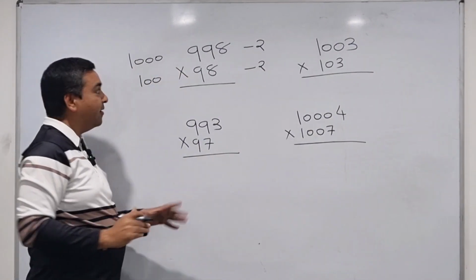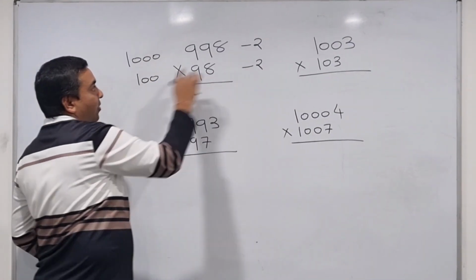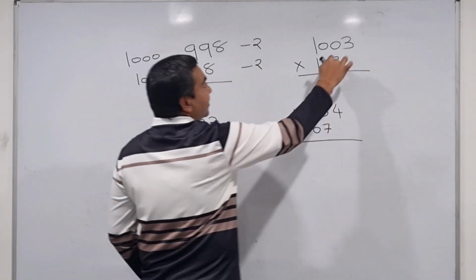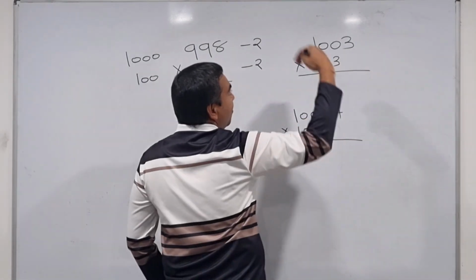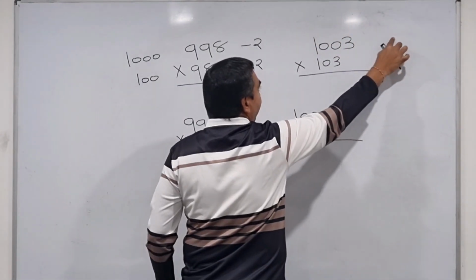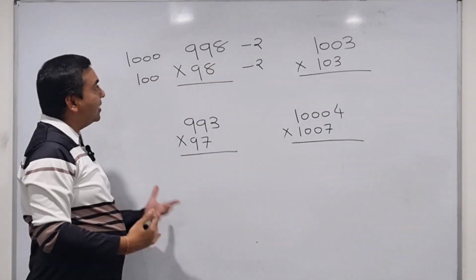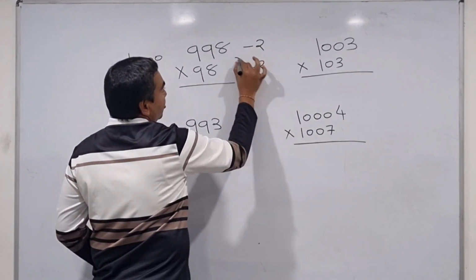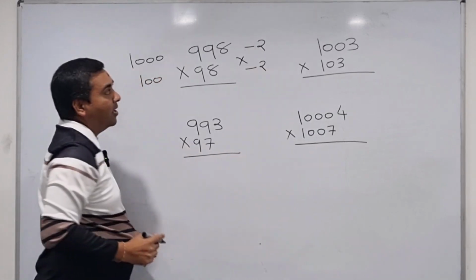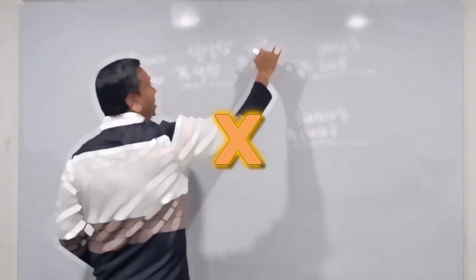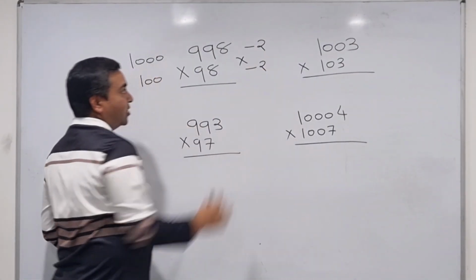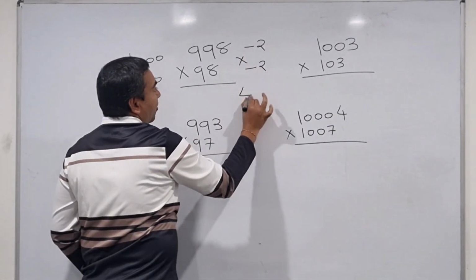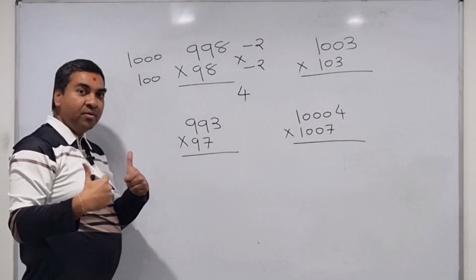Is the first step clear? We find out the base and write down how far each number is. It may be 2 less or 2 more, like let's say 1003, which is 3 more than 1000, so I can write plus 3. Now the next step is to multiply these two numbers. What is that? Minus 2 times minus 2. Negative times negative is positive. 2 twos are 4, so that is going to be positive 4.